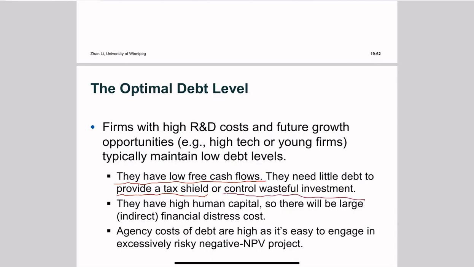The second, control wasteful investment, comes from the agency benefit of debt. In there, we learned this free cash flow hypothesis, right? It says if the firm has abundant free cash flows, then managers will use these free cash flows to engage in wasteful investment. So here, if these firms have low free cash flows, then there is little need to control wasteful investment.